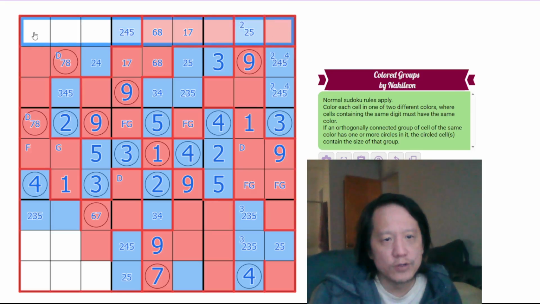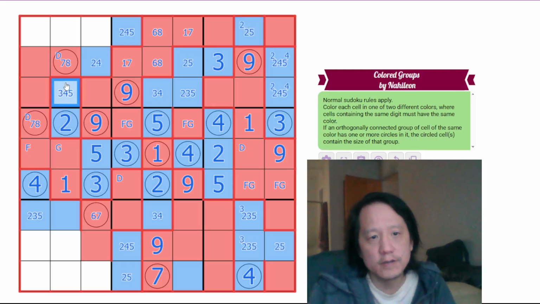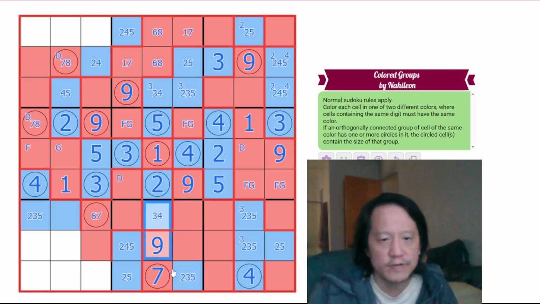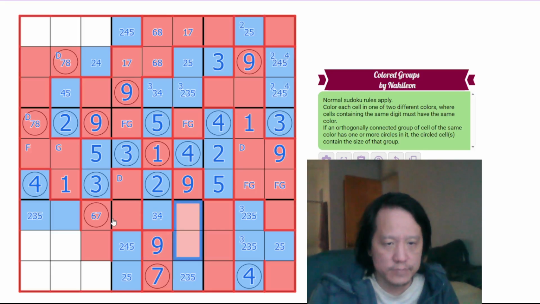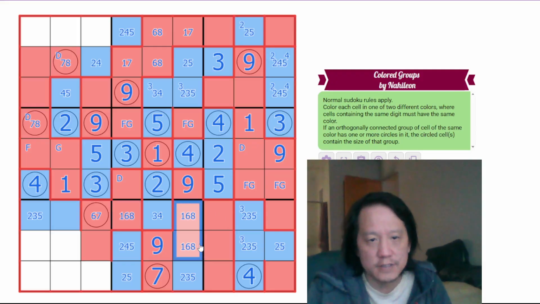Where is 3 in row 1? It has to be one of these digits here, because it cannot be here, cannot be here. So this cannot be 3 here. Where is 3 in row 3? It has to be one of these 2. That's not telling us much. This is 2, 3, or 5. We have 1, 6, 8 remaining in red cells in box 8.